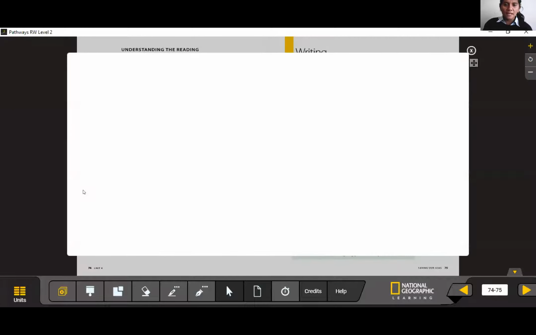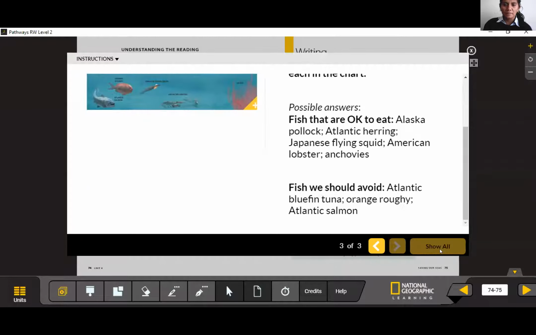Okay, here we go. Some of the responses, okay? We should eat: the Atlantic herring, the Alaska pollock, the Japanese flying squid, the American lobster, and the anchovies, as Flavio mentioned. What we should avoid? The Atlantic bluefin tuna, the orange roughy, and the Atlantic salmon. Okay, those are the responses.